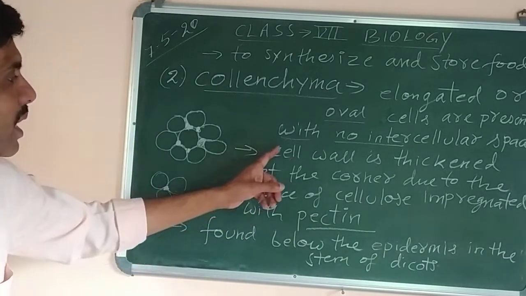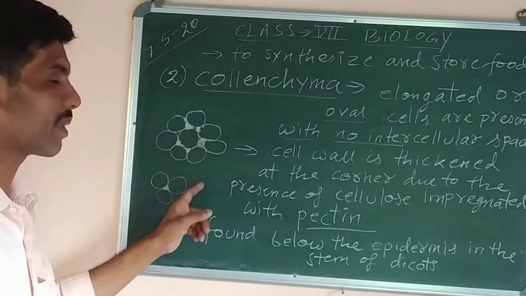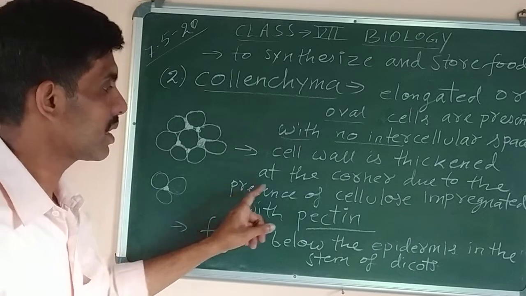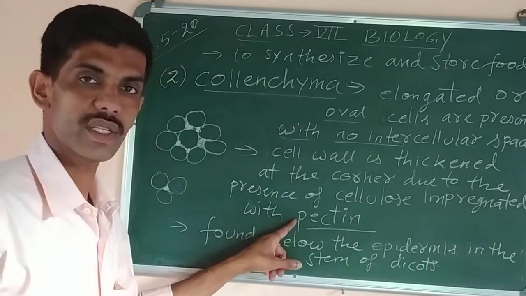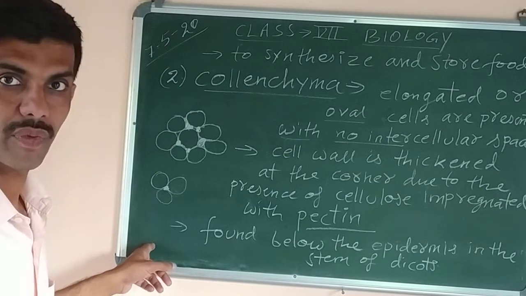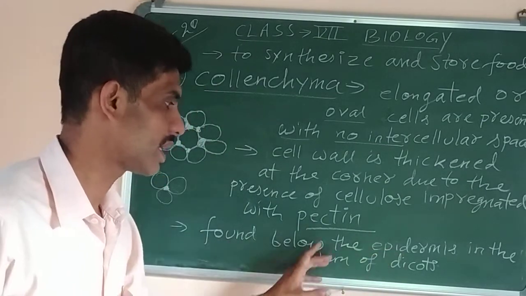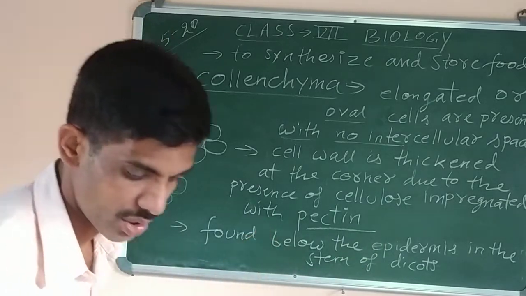Understood now? Then the cell wall is thickened at the corner. Only at the corner part the cell wall becomes thick. Why? It is due to the presence of cellulose which is mixed with or impregnated with pectin. And where is this type of tissue found? Parenchyma tissue is found below the epidermis in the stems of dicots. So this is also completed.